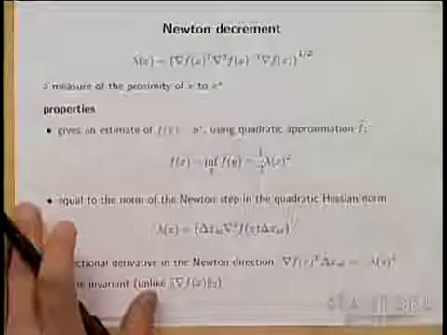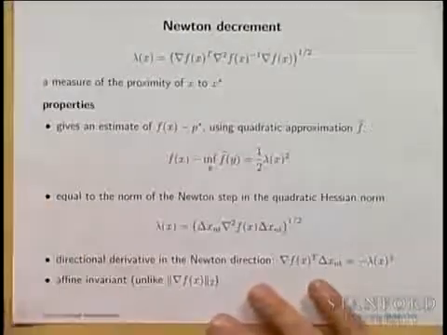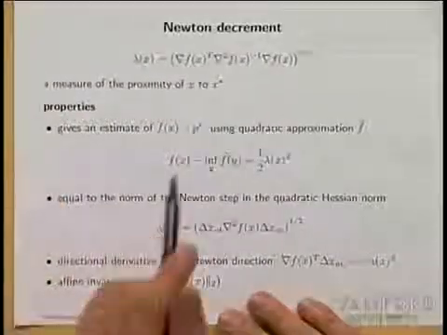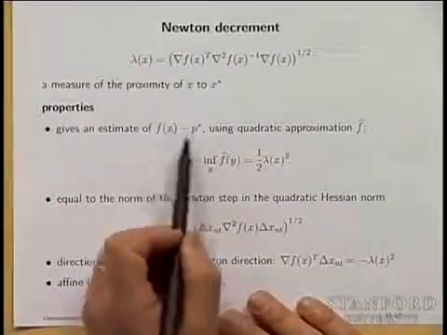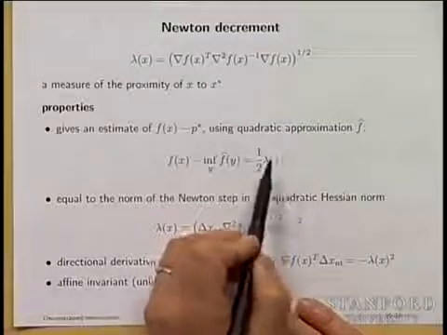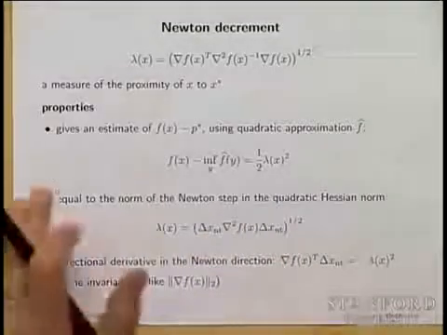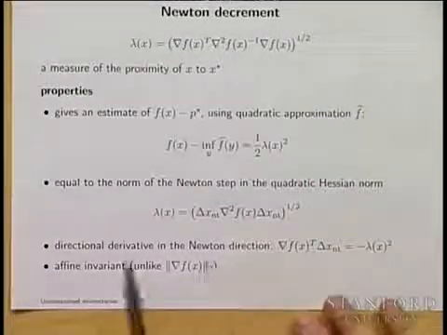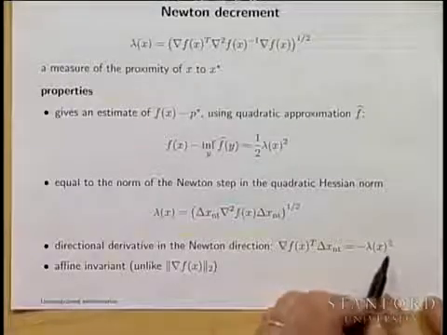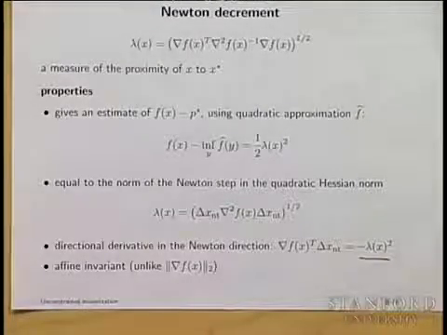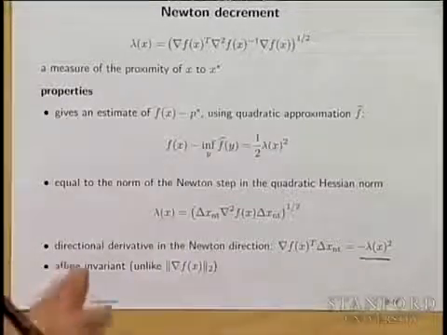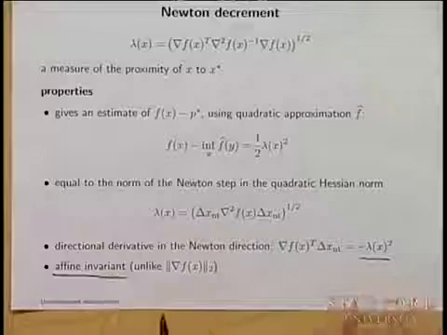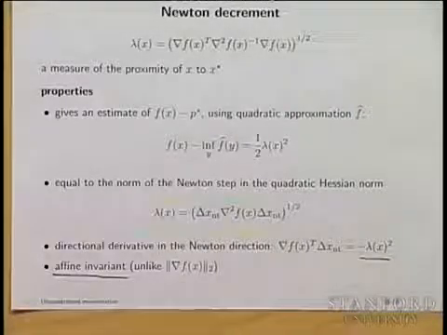And it's actually a good one, and we'll see some very good properties of it in a minute. It allows you to make a very good approximation of how suboptimal you are. So 1/2 lambda squared is a very good approximation of how suboptimal you are. It's basically the norm of the Newton step in the quadratic Hessian. It's also the derivative in the Newton direction. So you actually have to calculate this whether you like it or not, because that's the thing used in the line search. That's the quantity that appears on the right-hand side of the Armijo line search anyway. And here's the really cool part about it: it's affine invariant.